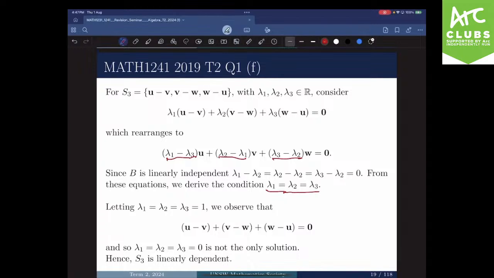So let's say they're all equal to 1. We can see that u minus v plus v minus w plus w minus u is just equal to 0. And we find a solution for lambda 1, lambda 2, and lambda 3 such that not all of them are 0. Since we found such a solution, S3 is not linearly independent, and thus S3 is linearly dependent.